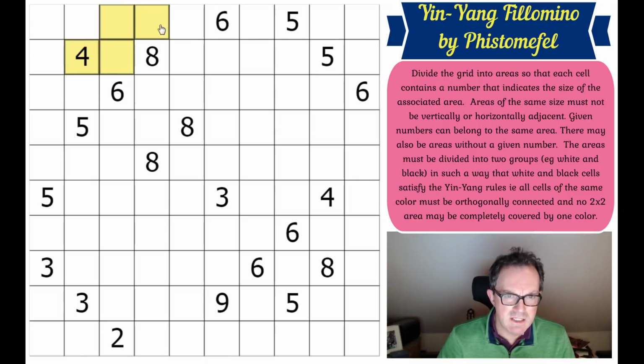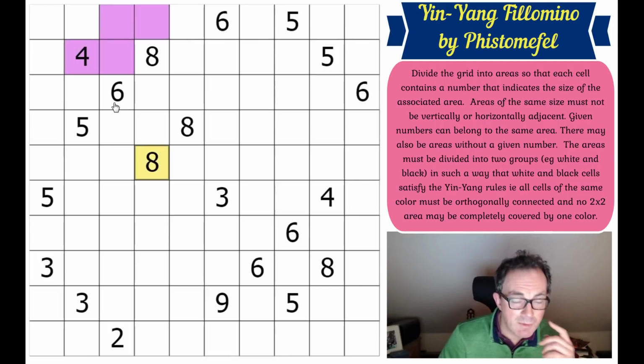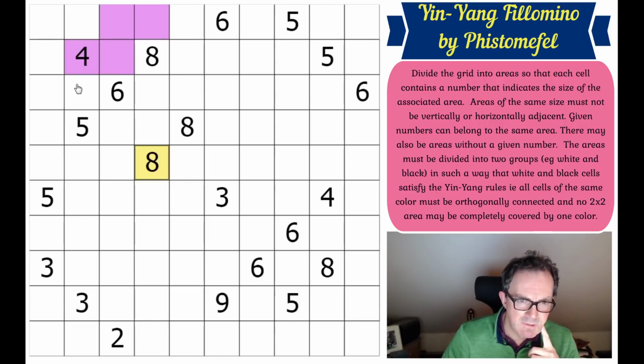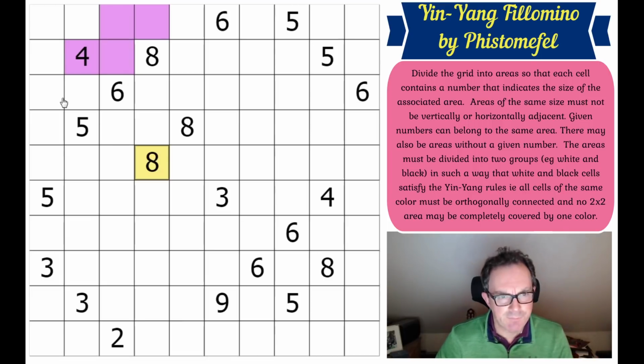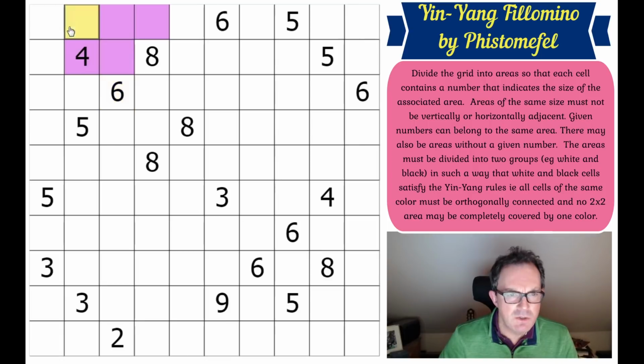So however it hits the perimeter, let me just think about this. However it hits the perimeter, yeah, okay, here's a thought. It's not possible for all of these squares to be the same colour, because that would mean they were a 2 by 2 that's entirely the same colour. So we know that there must be 2 colours in these 4 squares.